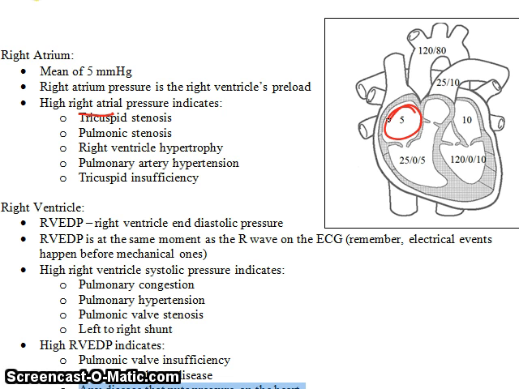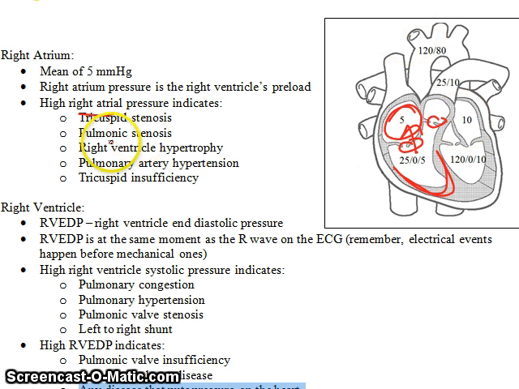pressure is high, it could be because of tricuspid stenosis, a narrowing of the tricuspid valve, or pulmonary stenosis, which is narrowing of the pulmonary valve. It could be right ventricle hypertrophy, so again, just enlargement of this right ventricle causing restricted flow, pulmonary hypertension, and tricuspid valve insufficiency. Insufficiency meaning it leaks, it allows backflow into the right atrium. And so once you think about these things, it makes sense.